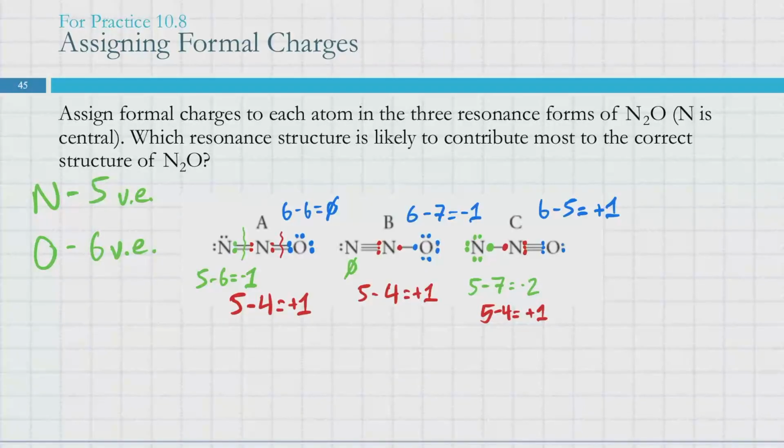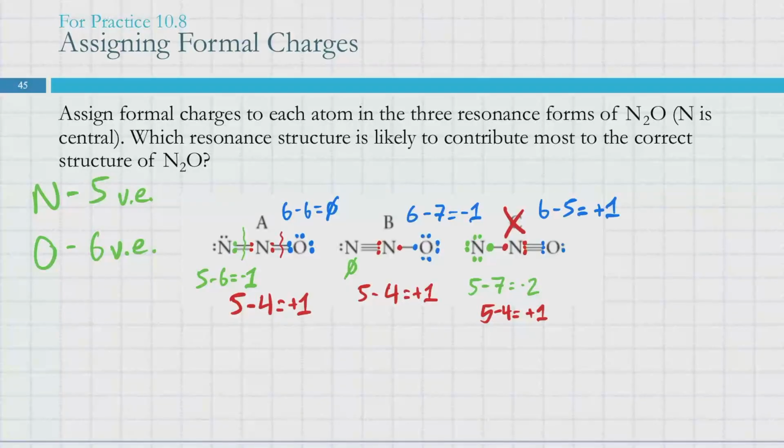What kind of numbers do we want for our formal charges? Big numbers or small numbers? Small numbers. And C has formal charges for all of them that are not 0, right? A and B, we've got 0 on at least one of the atoms, and then we've got +1, -1 on the other 2. For C, we've got -2, that's a bigger number, and we've got 2 +1s, there's no zeros. So we can toss C out right away because it's got the most numbers that are not 0, and it's got the biggest numbers that are not 0 as well. So we can toss C out right away, and then we have to choose between A and B.